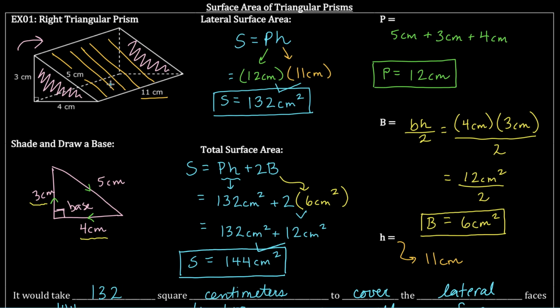Once again, we're finding out how many squares it takes to cover this object. For instance, right here it's showing us that the area of the base is 6 square centimeters. That means it takes 6 square centimeters to cover this area, and then 6 more to cover this. And then it would take 132 squares to cover these 3 faces, the lateral faces. And together they all would need 144 square centimeters to cover them up.